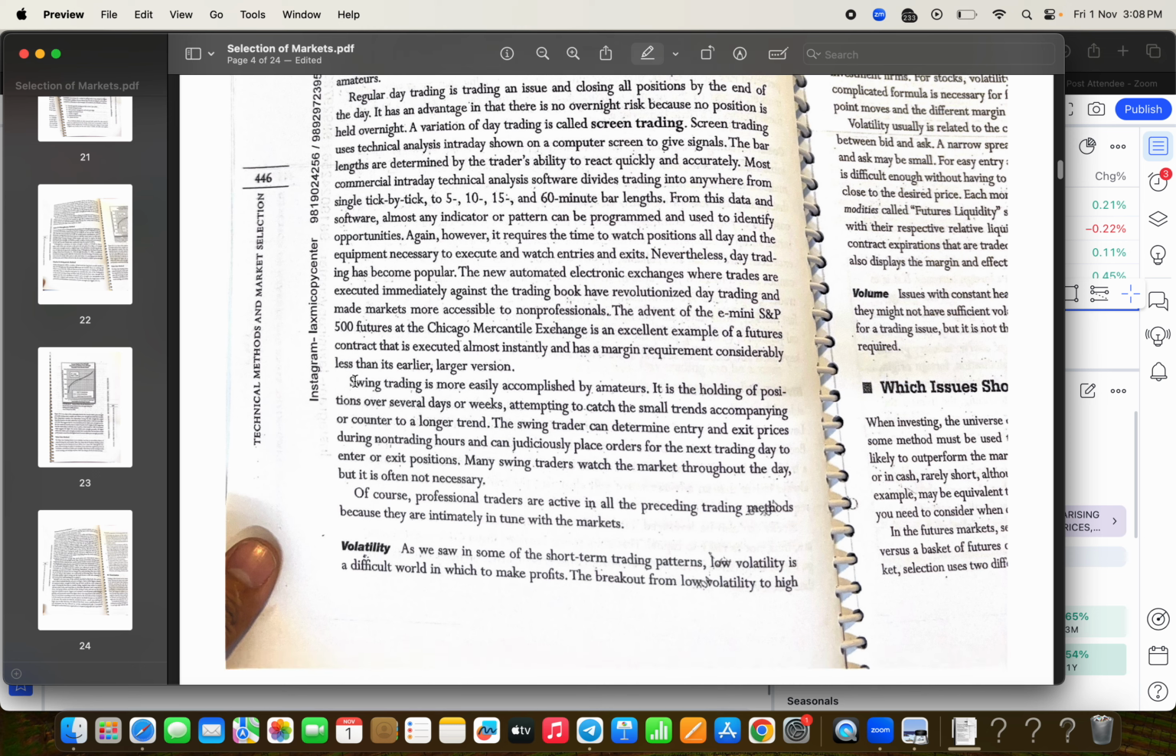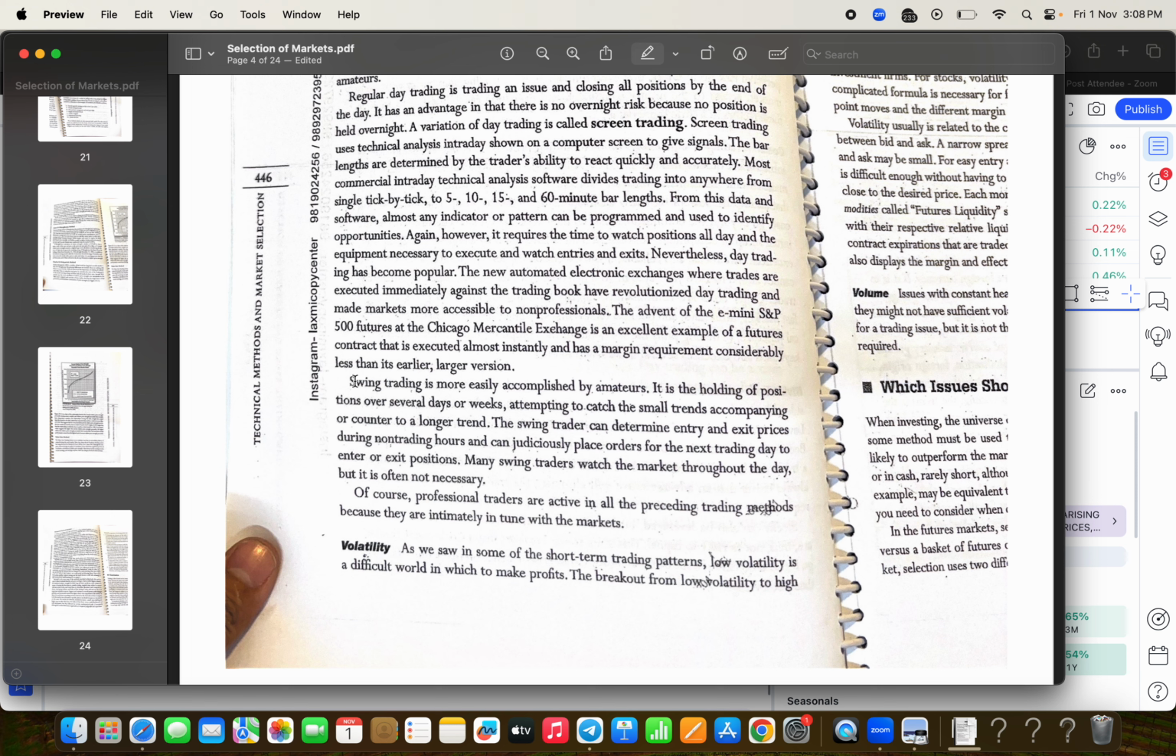Okay, now what is regular day trading? Regular day trading is initiating and closing all positions by the end of the day, which means that you are buying something today and you're selling it today as well. So you're closing your position within the same day. It has an advantage that there is no overnight risk.